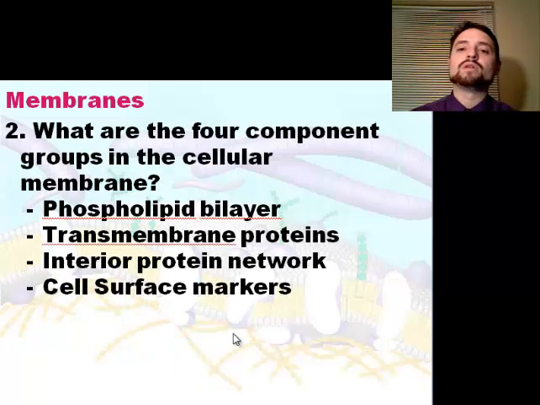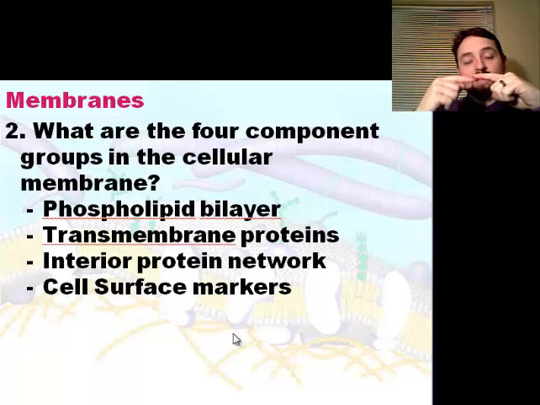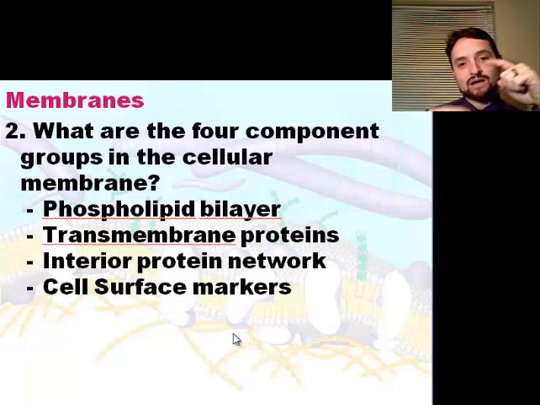What are the four component groups of the cellular membrane? Well, there's the phospholipid bilayer, which we discussed. There's transmembrane proteins. Transmembrane proteins are proteins that will traverse or go the entire width of the membrane and stick out on the inside and stick out on the outside. And those proteins are very important to getting things across that membrane.